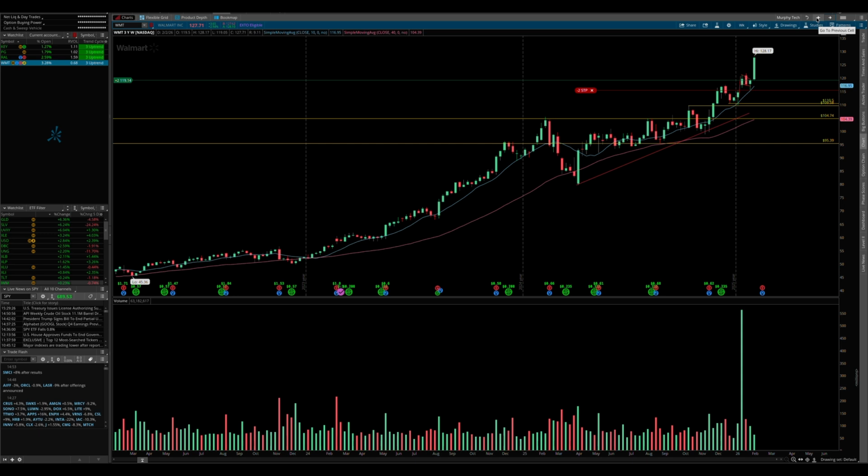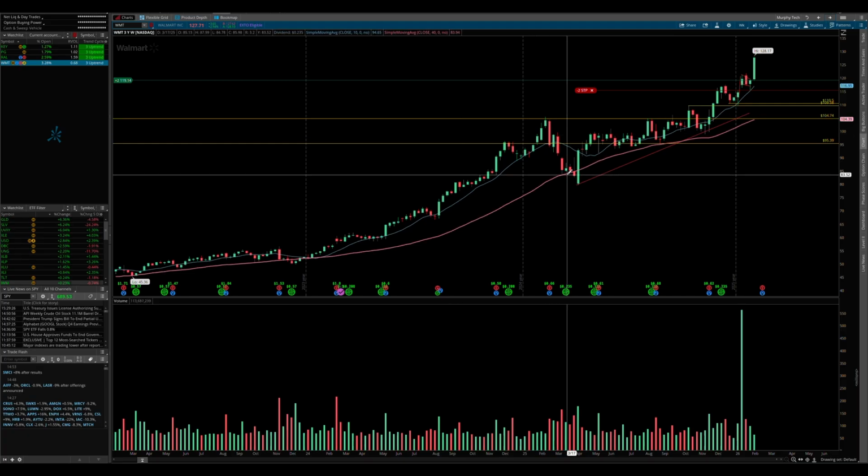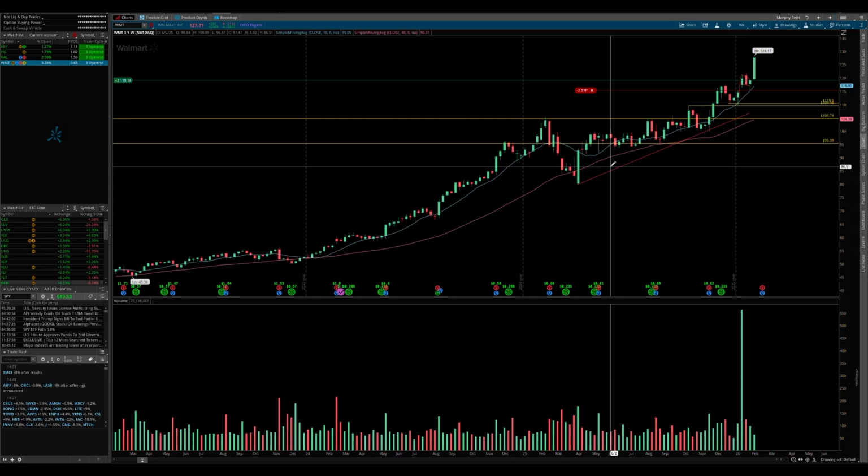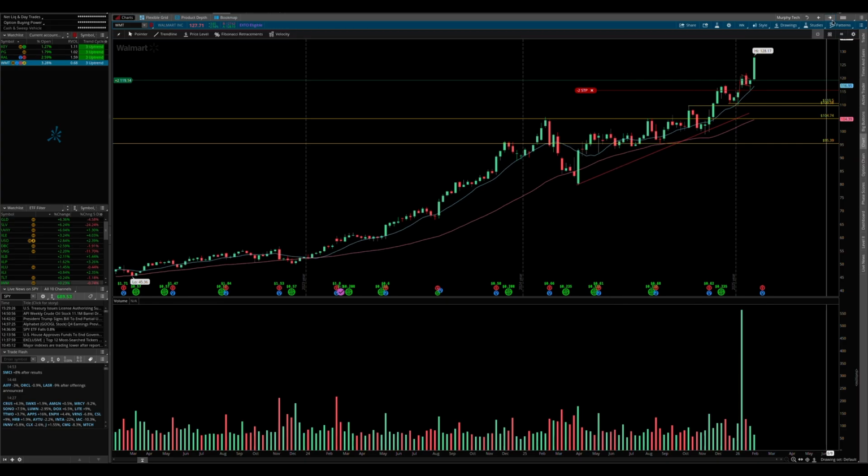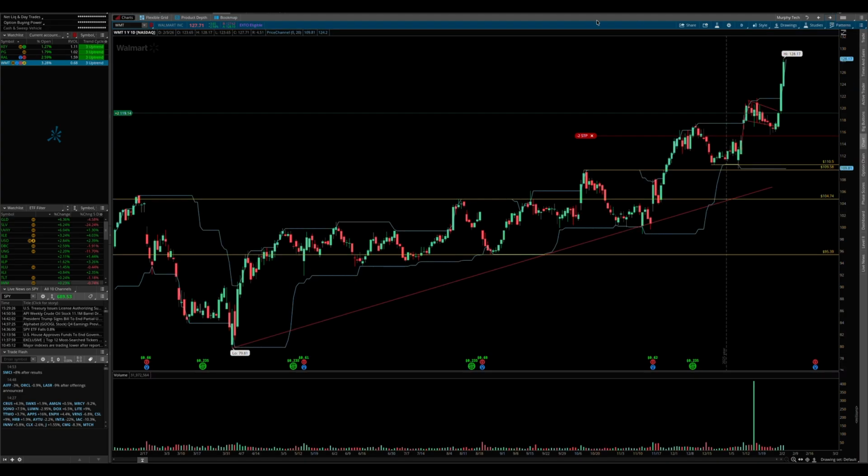Then this is a 10-week. So I've got a 13-week and then a 10-week, just slightly different. But this is a 10-week and then a 40-week moving average. People like to use it for their crossover and to see where the trend is, kind of like the 200 and the 50 on the daily.